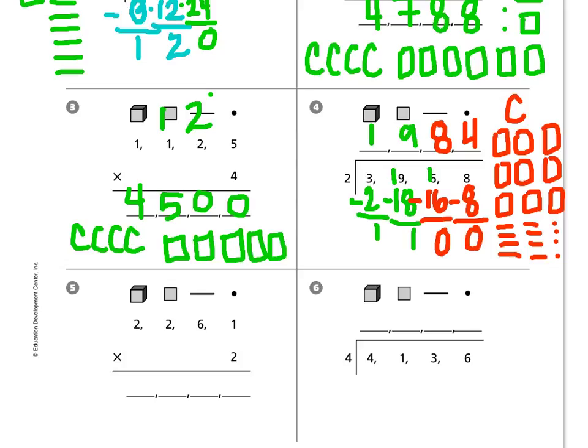I want you to use these strategies that you just learned through 1 through 4 in order to complete numbers 5 and 6 on your own.